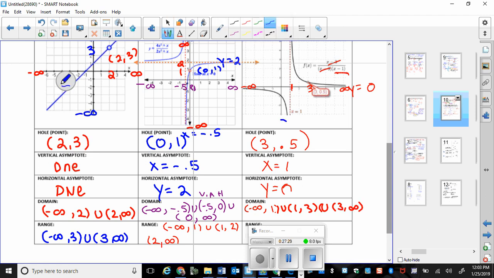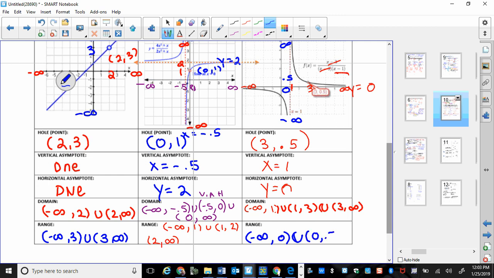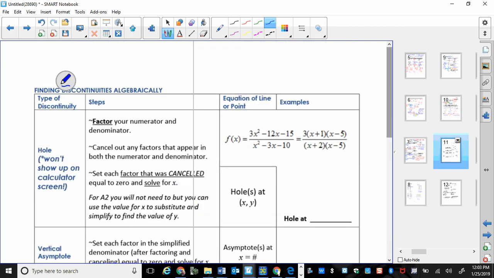Our range comes from negative infinity, stops off at 0, continues to 0.5, and then goes on to infinity. So for our range, we're going to write negative infinity, stopping at 0, continuing on from 0 up to the y value 0.5, union, and then from 0.5 on to infinity. Okay, moving on, next page.